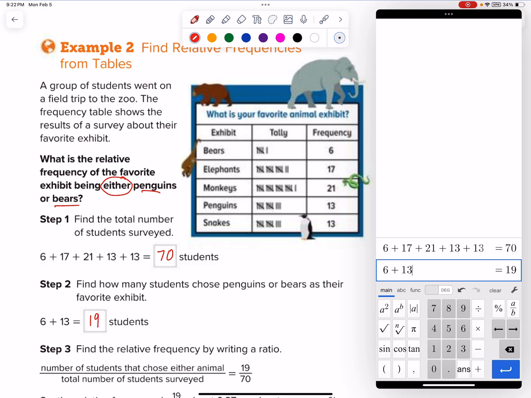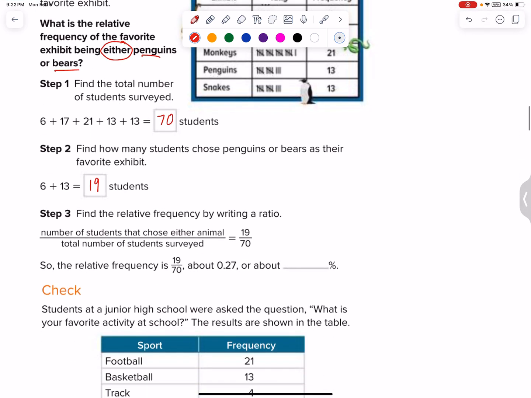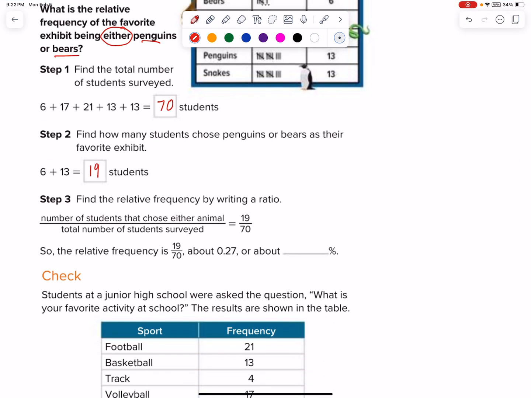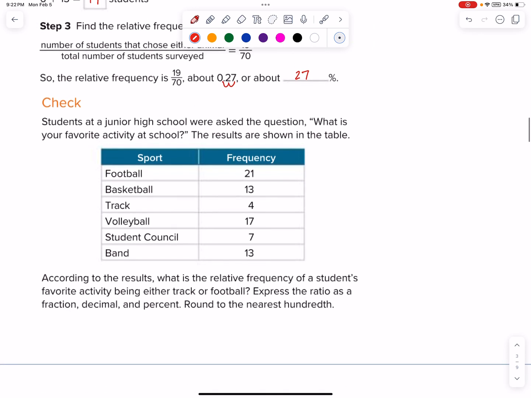You could also use the word or. So you can see we already have the fraction down below, 19 over 70. So the relative frequency is 19/70ths, about 0.27, or swoop swoop. What percent is it? Yeah, 27%. There you go, done. All right, you can see, so not too bad here.